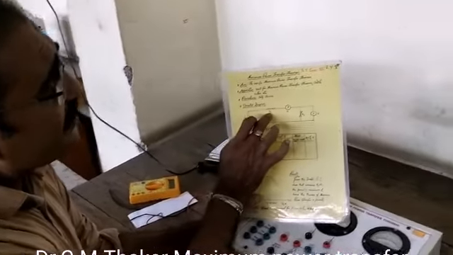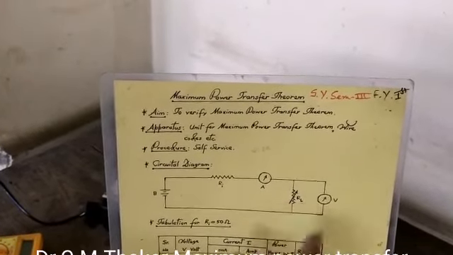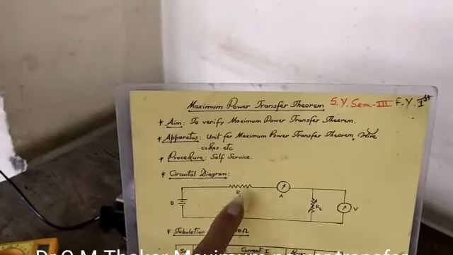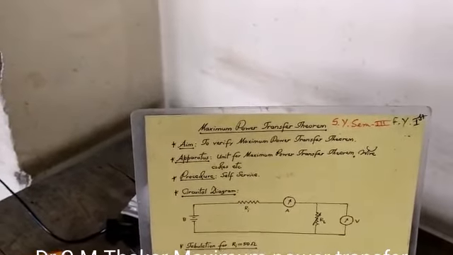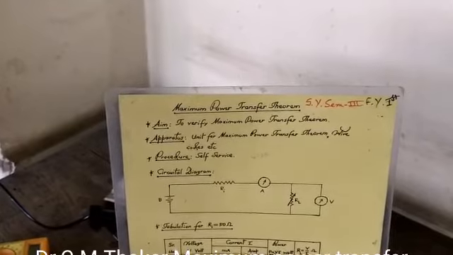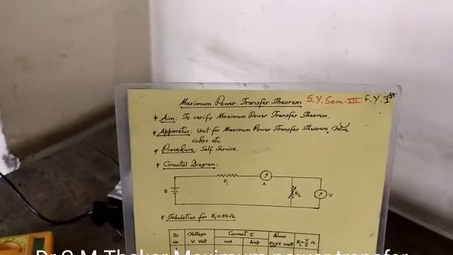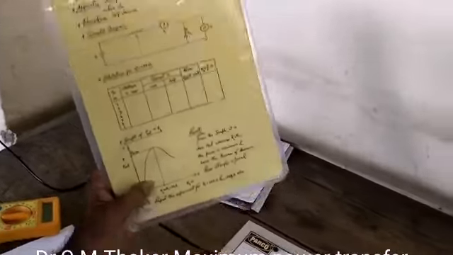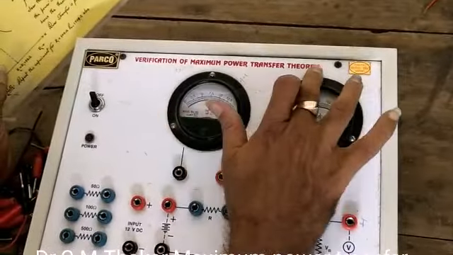Suppose this is your circuit and this is your internal resistance Ri, and you connect the load resistance to this circuit, and the load resistance value is almost equivalent to the total resistance of the circuit, then power will transfer maximum. That practical we are going to perform and verify whether this rule is right or wrong. That verification is here. The name is verification of maximum power transfer theorem.